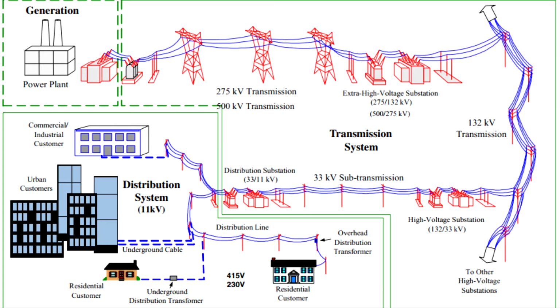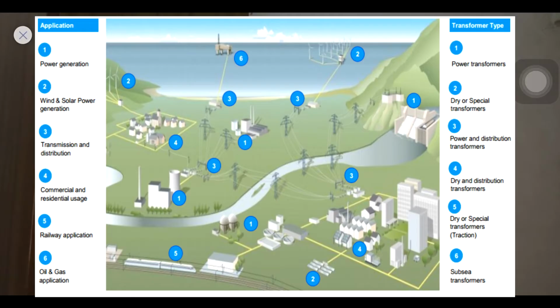Okay, in the figure, the applications of transformers. One is power generation, second is wind and solar power generation, third is transmission and distribution. Fourth is commercial and residential uses, fifth is railway application, sixth is oil and gas application.